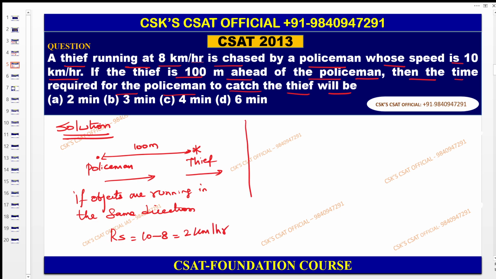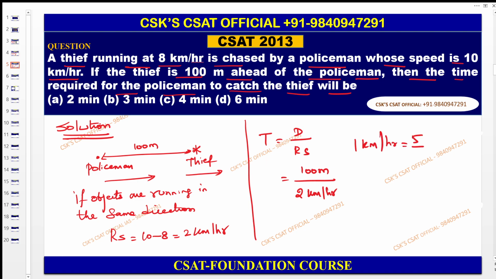So then, time is equal to distance by relative speed. The distance is 100 meters. This one is 2 km per hour. So in your foundation, I taught you the conversion also. 1 km per hour is equal to 5 by 18 meter per second.